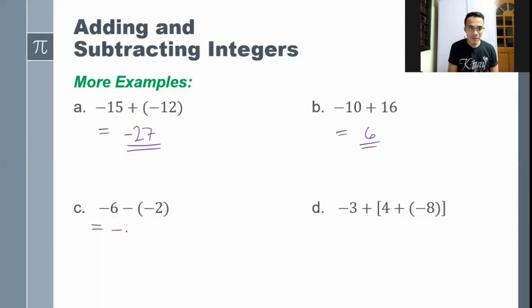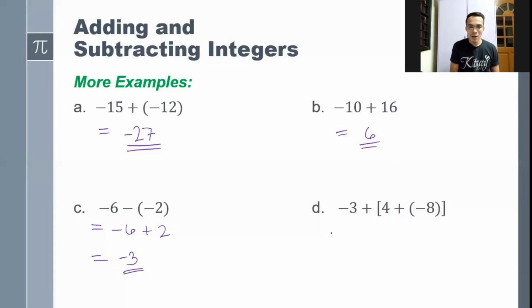So we have here negative 6. This negative of negative 2 becomes positive 2. So that is positive already. So we're just going to add negative 6 and positive 2. Both numbers have different signs, so we have to subtract their absolute values. 6 minus 2 is 4. What's the sign of the bigger number? Negative. So the final answer is negative 4.